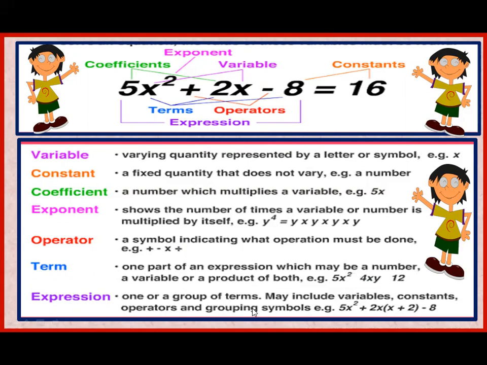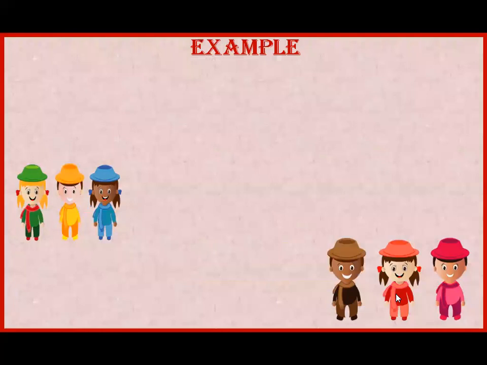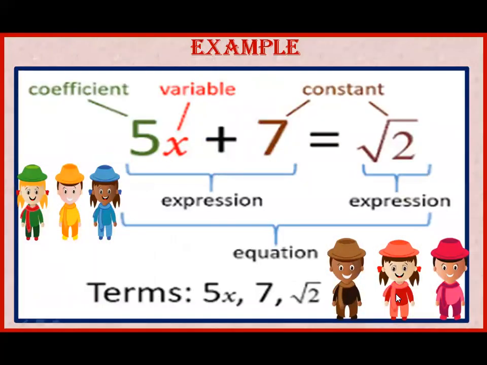An expression is one or a group of terms, and may include variables, constants, operators, and grouping symbols. Example, 5x squared plus 2x into x plus 2 minus 8. It's an expression with three terms: one term, second term, and third term. Here you again have an equation where 5 is a coefficient, x is a variable, 7 is a constant term, and 5x plus 7 is an expression. 5x is a term, 7 is a term, which is equal to another expression, root 2.